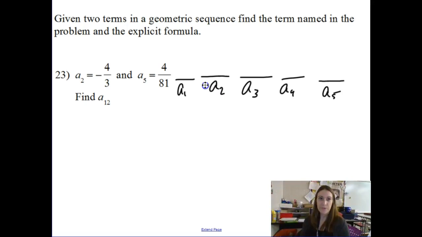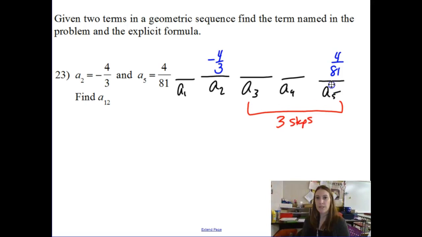So here's what I know. The second term is negative 4/3. And then the fifth term is 4/81. So I went 1, 2, 3 steps, or 3 multipliers, to get to this term, starting here. So starting at negative 4/3, I multiplied this common ratio 3 times and got 4/81. So let's solve that.